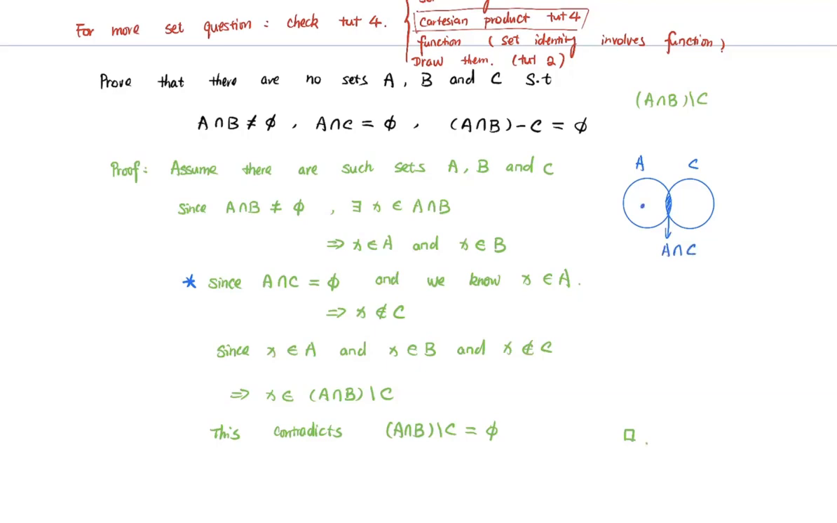Your X can be here, it can be here, but it cannot be in the middle. So it could be in A, it could be in C, but it cannot be in both A and C. So A intersect C is empty does not mean X is not in A. Okay? But from the previous step, we know that X is in A. Since we know X is in A already, it cannot be in C, because the intersection is empty. If it's in C, then it's in A intersect C.